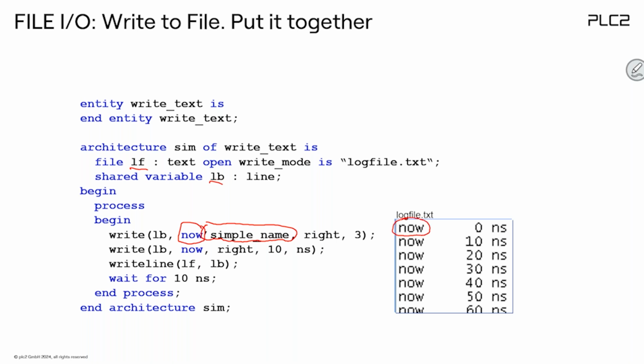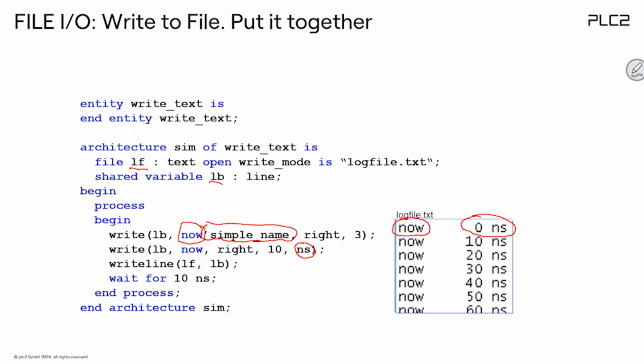Now you write without the attribute. Now is the time. So in this case, you write this, and then you will see here the time. In this case, you can even define the units, so in this case nanoseconds. I think the default is picoseconds, but you can define nanoseconds.